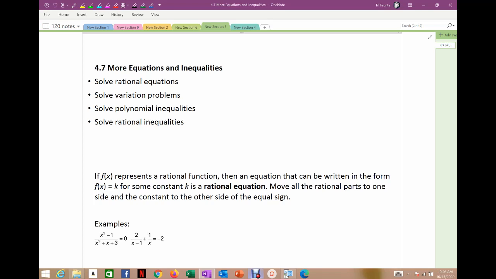We're going to solve them both algebraically by hand, and then I'm going to show you how to solve them graphically. We are going to solve inequalities, greater than or equal to, both polynomial types and rational types, and we'll do them mostly graphically, because those are easier to solve graphically. And then we're going to do some application problems involving variations, so some more applications.